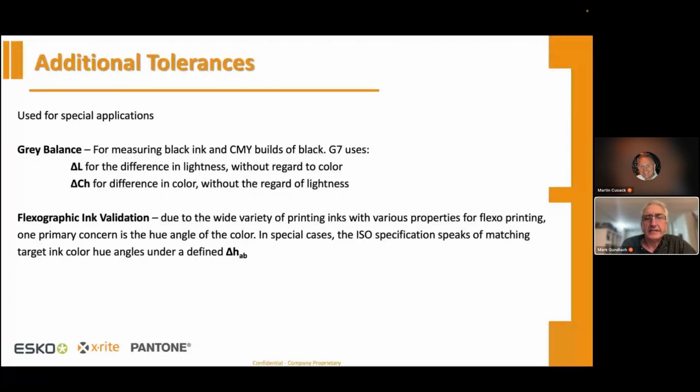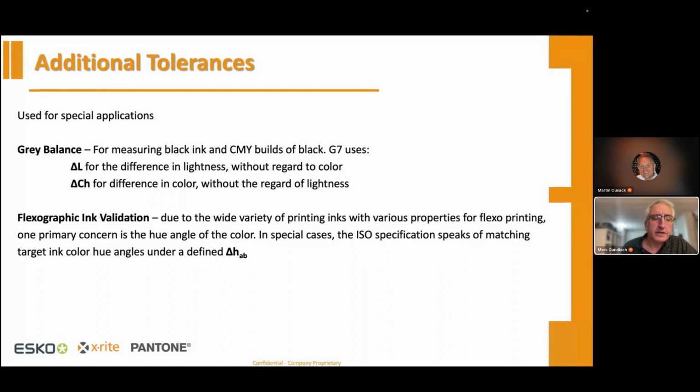For those that are looking at G7, that's primarily G7 printers, they'll often look at the weighted Delta L and the weighted Delta CH of their gray balance patches. So the weighted L is looking at the difference in lightness of a color without the regard to the color. It's just the lightness. And the weighted Delta CH is looking at the difference in color without regard to the lightness. So it's just looking at how much is the color moving, but don't consider the lightness change. But those are kind of specialized for, again, G7 folks.